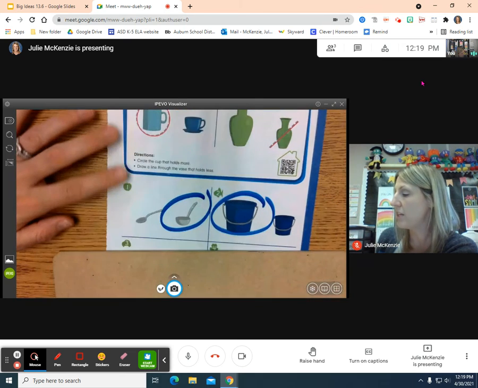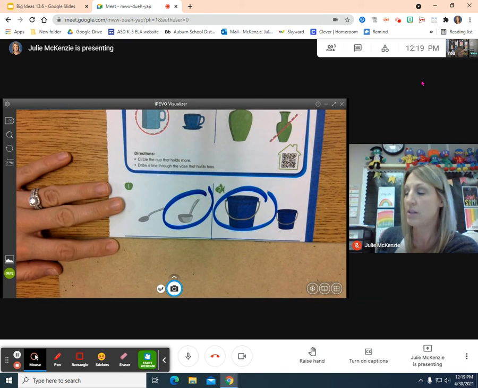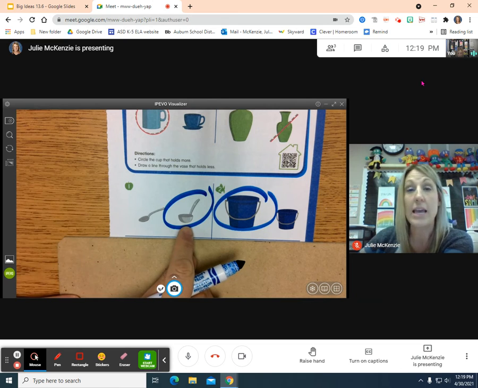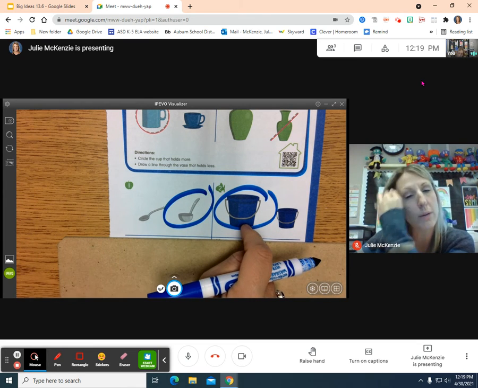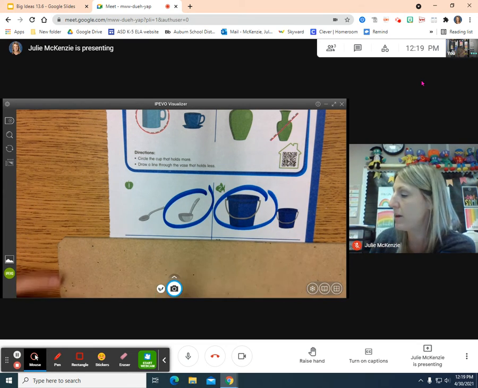All right, are these what you circled? This is called a ladle. This ladle has a larger capacity and holds more than that spoon. And this bucket has a larger capacity and holds more than this bucket.